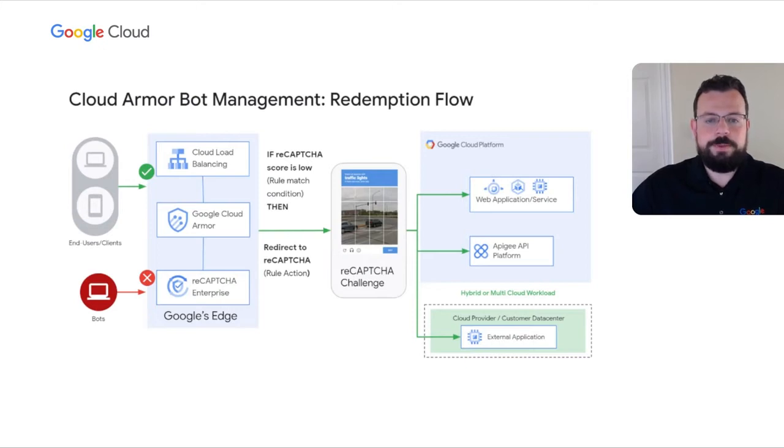If, however, reCAPTCHA's determination is that the client is suspicious or of high risk of being a bot, then the client is given the opportunity at redemption by being redirected to the reCAPTCHA puzzle. The end user can solve the manual puzzle to be permitted through the Cloud Armor security policy and allowed to reach the protected applications. This is a highly anticipated use case that many enterprises have requested to ensure that human clients aren't unnecessarily blocked from accessing the application while filtering out bot traffic.